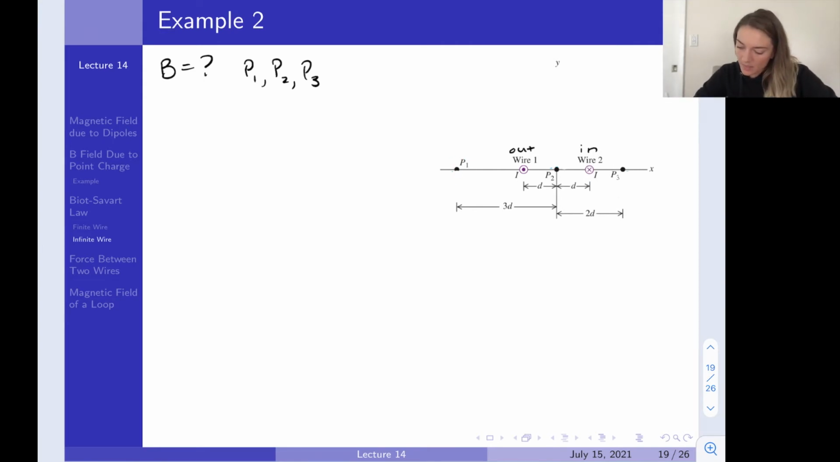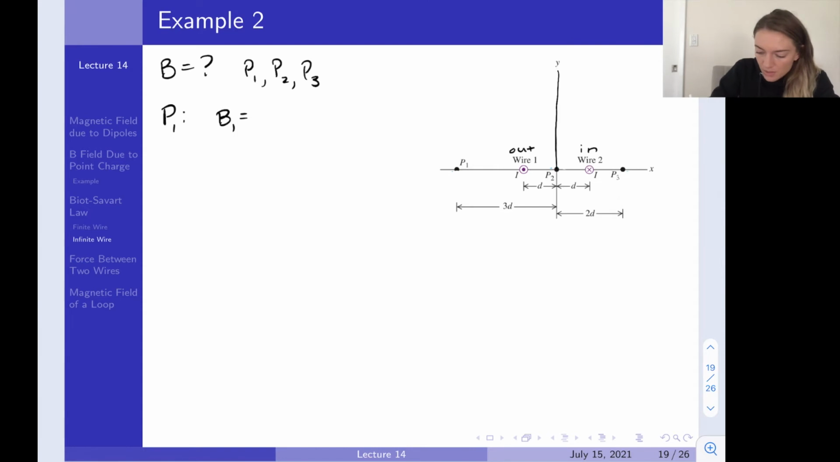P1 is over here. We'll just call this our origin. So we've got the Y direction there, X direction here. P1 is a distance of 3D in the negative X direction. P2 is right at the origin, and then P3 is a distance of 2D from the origin in the positive X direction. So let's find the total magnetic field at each of these points. Let's start with P1. Let's find the magnetic field from the first wire, wire 1, I'll call that B1. Let's just find the magnitude first, then we'll worry about the direction.